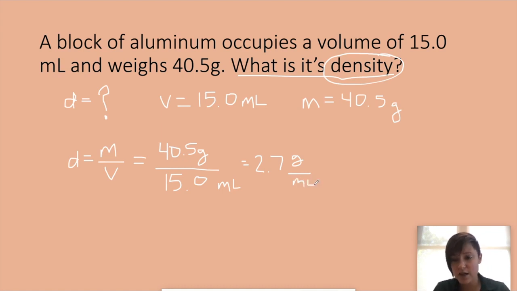So our units tell us what we're measuring in and what we used. And so our density here is grams per milliliter because our weight was in grams and our volume was in milliliters there. Okay, so that's how you get density from a problem like this.